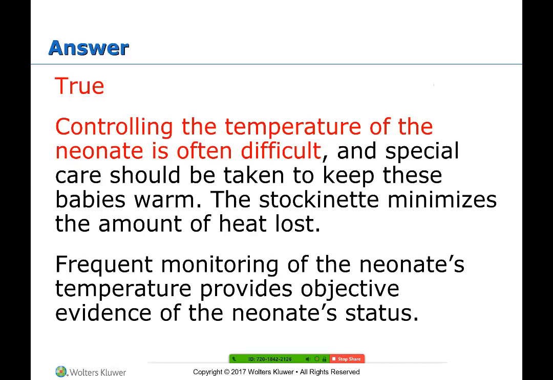True. Controlling the temperature of the neonate is often difficult. So keep them warm, and by putting the little cap on, it's going to keep them from losing as much heat. We need to know their temperature, so we take it often. Objective evidence.